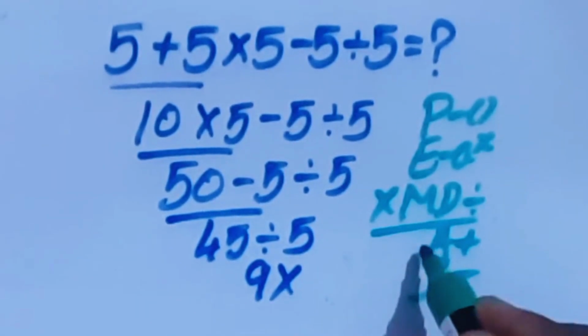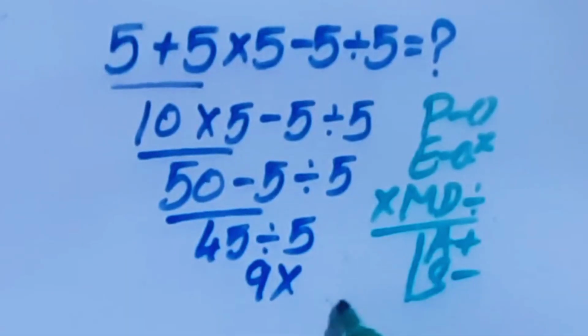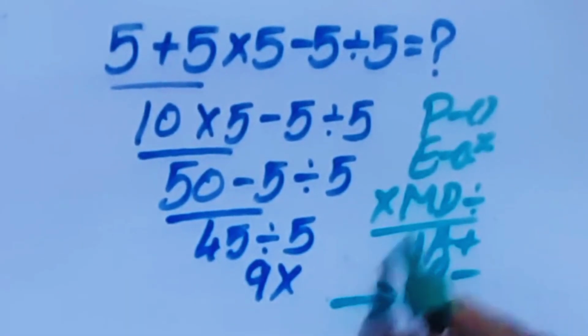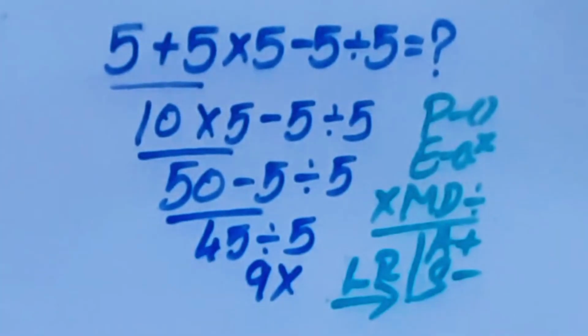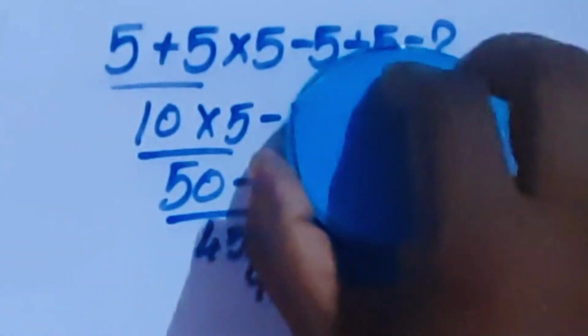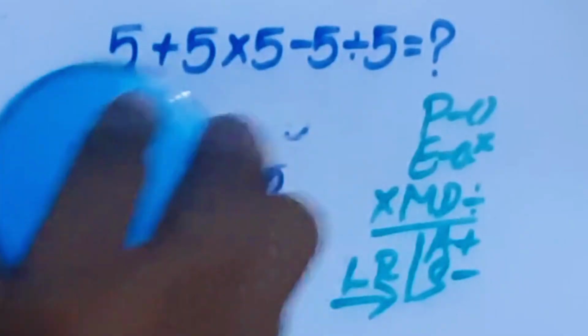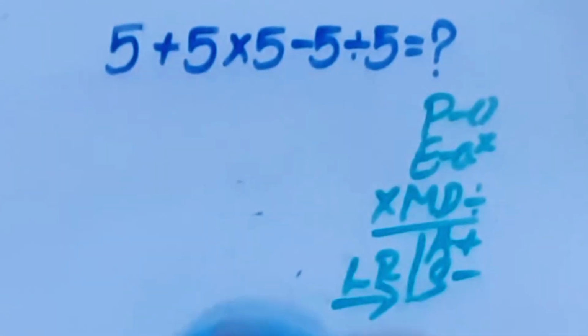Multiplication and division both have equal priority. Also addition and subtraction both have equal priority. For equal priority we are going to introduce the left to right rule in the problem. Now we are going to solve this problem in the correct order by using the order of operations PEMDAS.